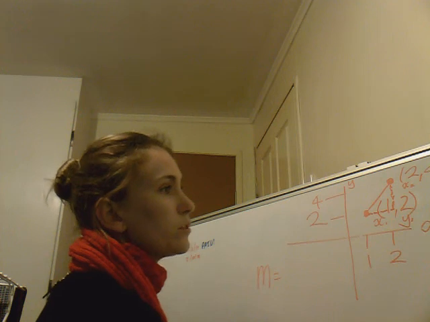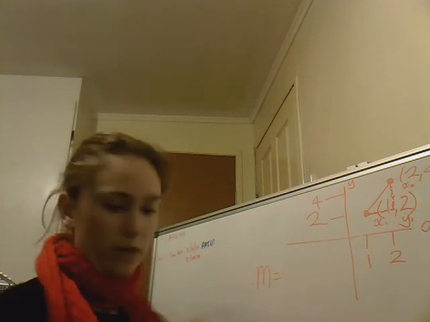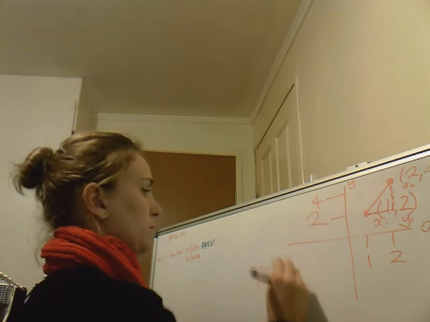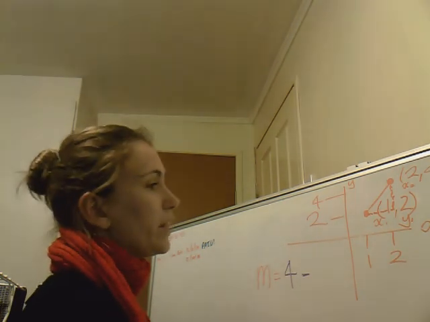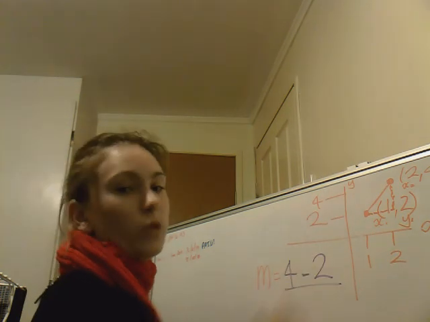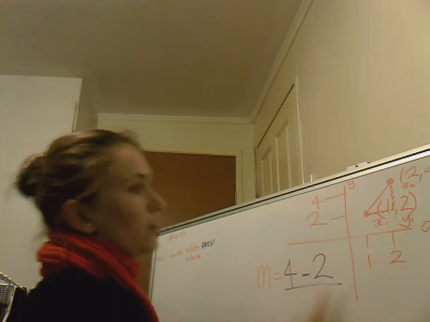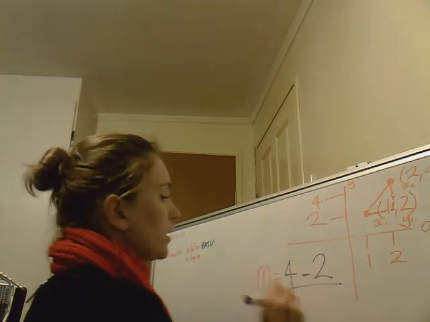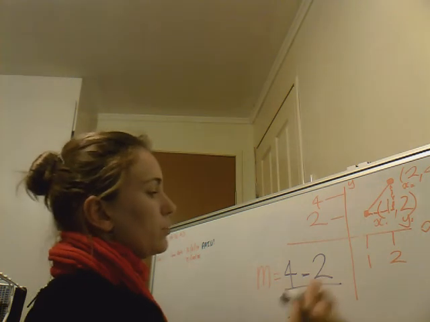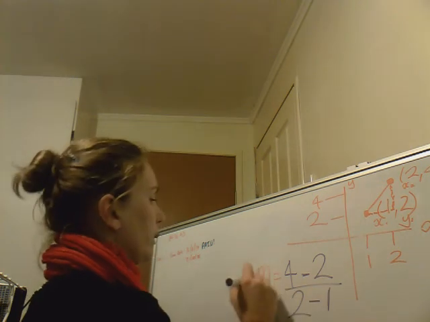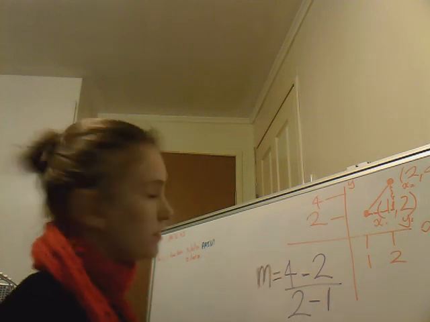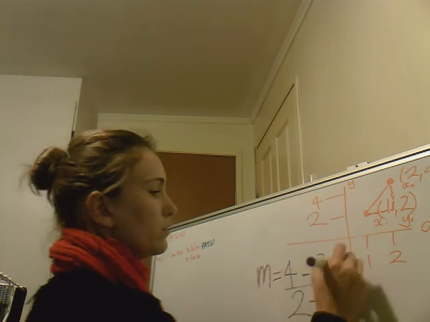So m equals, what does my y2 equal? It equals 4. What does my y1 equal? 2. So it's 4 take 2. What does my x2 equal? It equals 2. And what does my x1 equal? 1. So it's 2 take 1. That's m, because we're finding the gradient, m equals gradient. So what's 4 take 2? It's 2.